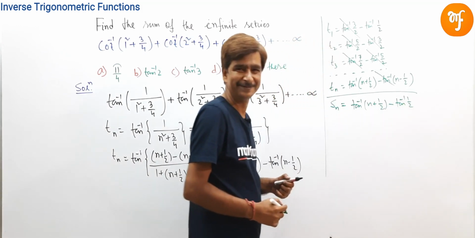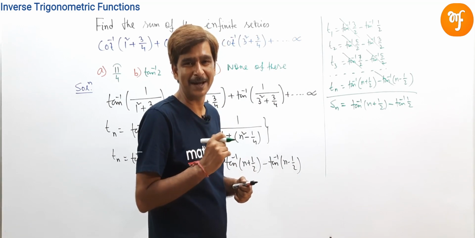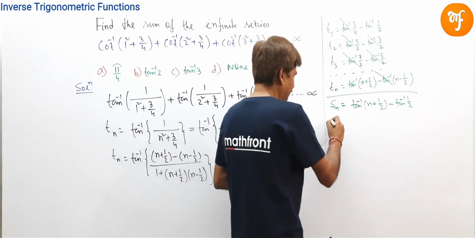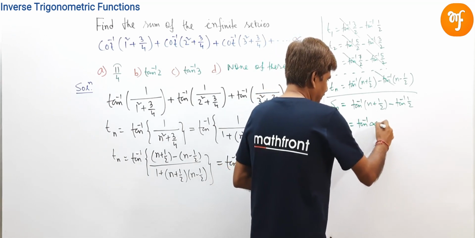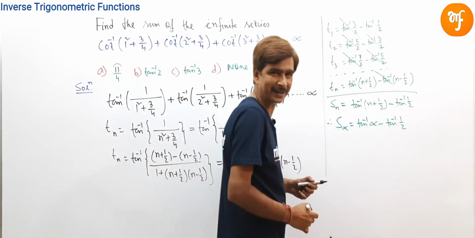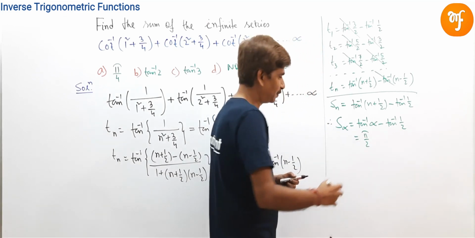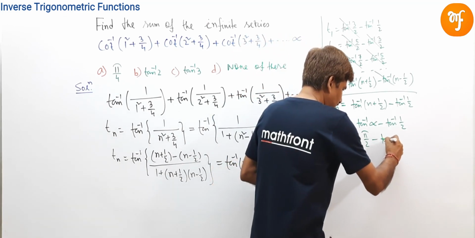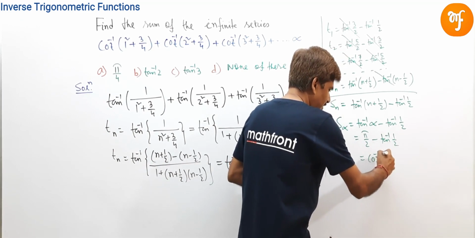Is it? So we have to find the value of S infinity. So substitute n by infinity. Therefore, S infinity will be tan inverse infinity minus tan inverse of half. Okay. What is tan inverse infinity? It is pi by 2. So pi by 2 minus tan inverse of half. This gives cot inverse of half.